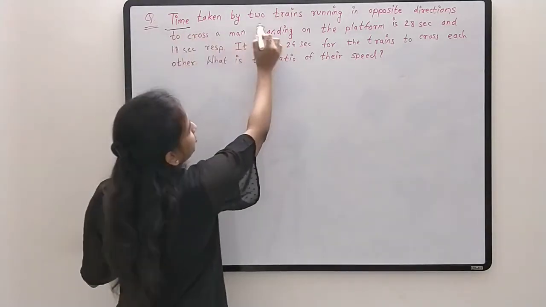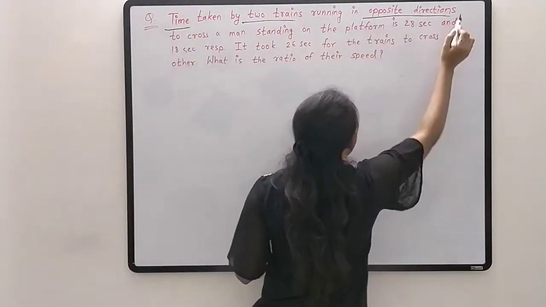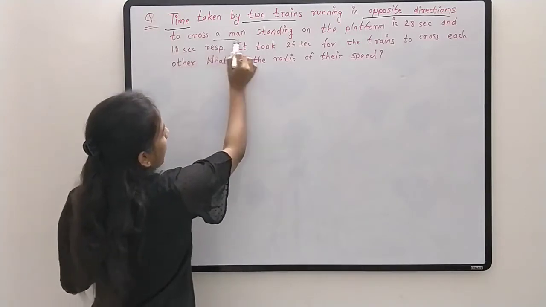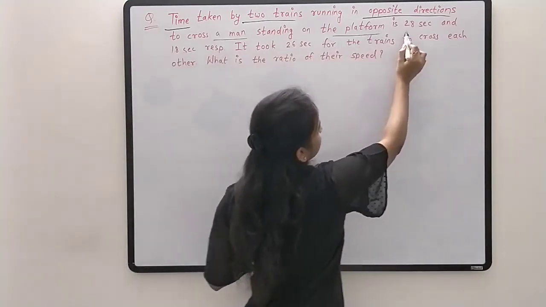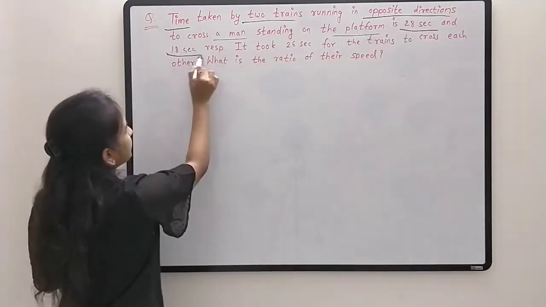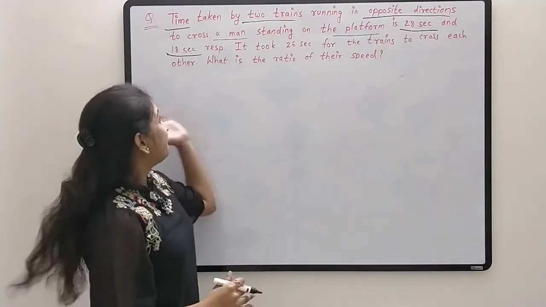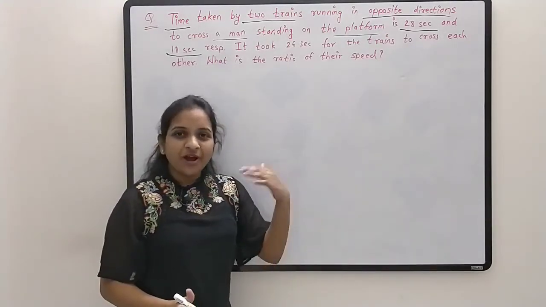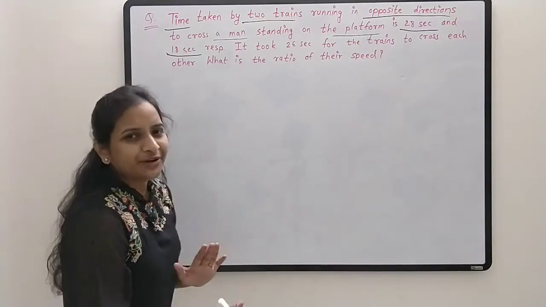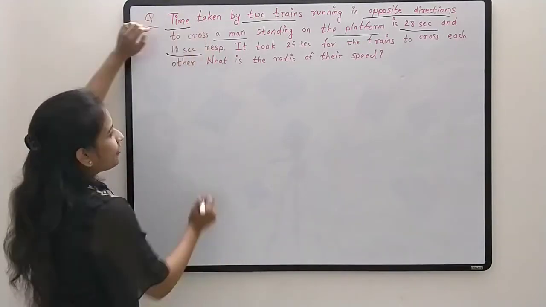Time taken by two trains running in opposite directions to cross a man standing on the platform is 28 seconds and 18 seconds. Oh, everything is there. Two trains, platform, man, everything is there. But don't get confused. See what they have given.